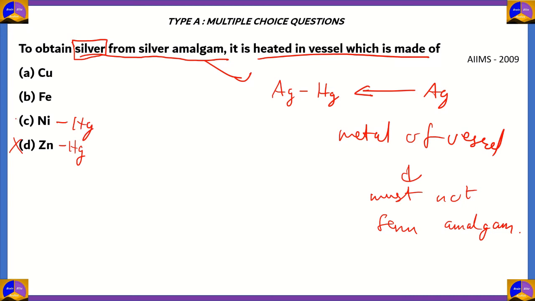Nickel also forms amalgam, so option C is incorrect. Option A, Cu, is also incorrect because copper can also form copper amalgam. The only option that's right here is option B, iron, because iron generally does not form an amalgam with mercury. When there is no amalgam formed, you can safely obtain silver from silver amalgam. So you get pure silver whenever the vessel is made up of iron. And that's why option B is the correct option.